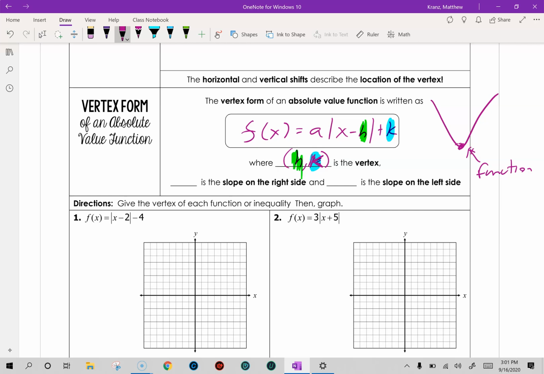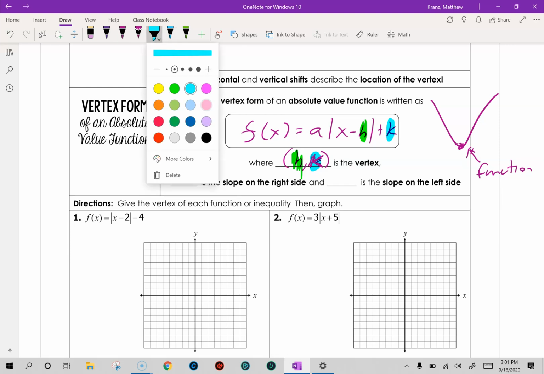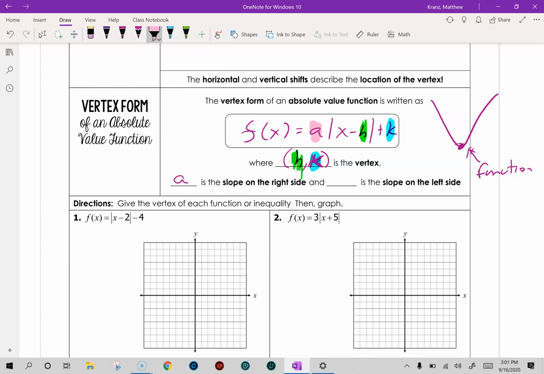All right, so now this a that's over here, let's give that a friendly color. Let's go light pink. A is the slope on the right side, and then negative a is the slope on the left side. So remember, there's a slope. So then we have a negative a. Remember slope, remember rise over run, rise over run.